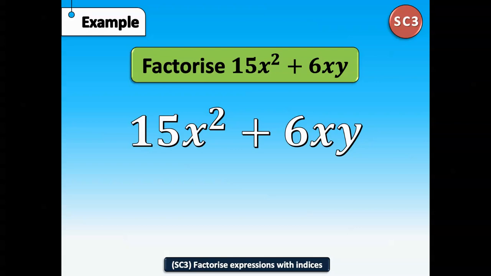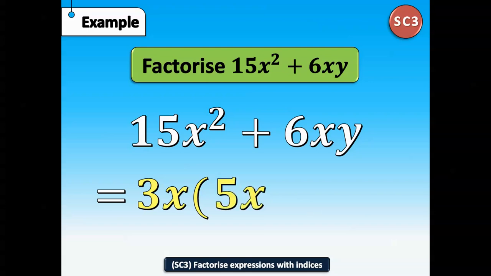Here's another example. Again, I need to think about what number goes into 15 and 6 and what letter goes into both of these terms. So 3 goes into 15 and 6, and they've also both got an x in them. So I can take 3x on the outside of the bracket. What do I times 3 by to make 15? Well, I times it by 5. And what do I times x by to make x squared? Well, I times it by x. So I need 5x there.